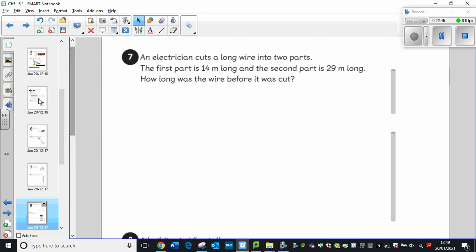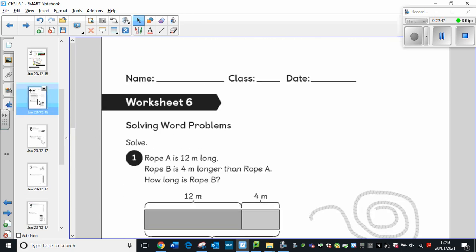Okay, so there are quite a lot of them. So what I want you to do is pause the video and give it your best go. You can always re-watch parts of the lesson that explains the bar models to help you. And then once you've done all the questions, you can come back to the video, press play, and we'll go through the answers together so you can then mark it. Okay, so off you go.